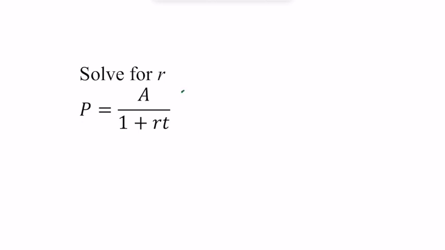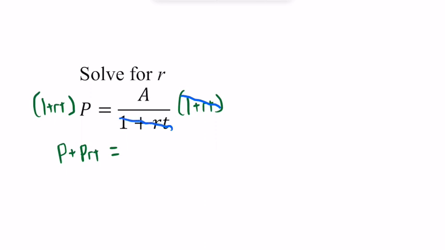So here, let's start, as we do with all the equations in this section, by getting rid of the fractions, multiplying by, in this case, our only denominator, 1 plus RT. If we distribute on the left side, we would have P plus PRT equals, and then on the right side, the 1 plus RT and 1 plus RT cancel out, and we would have A.